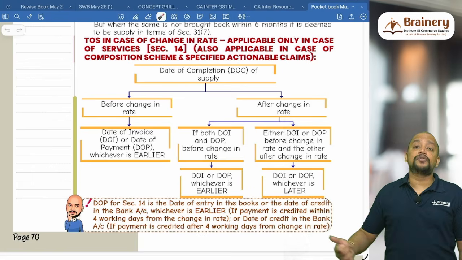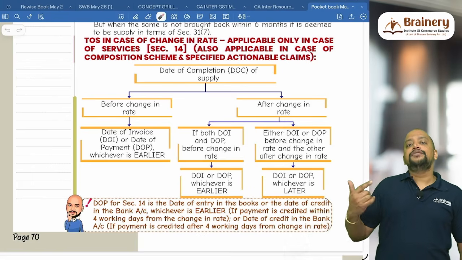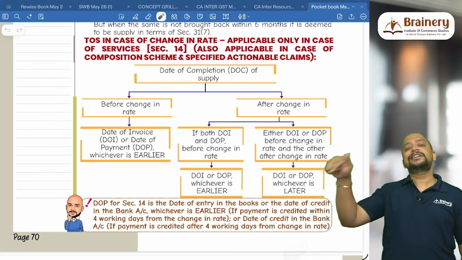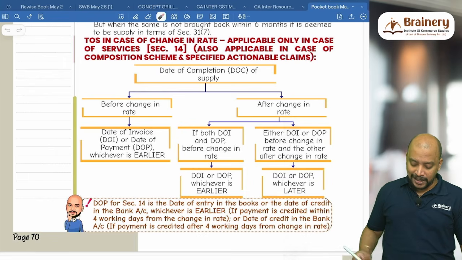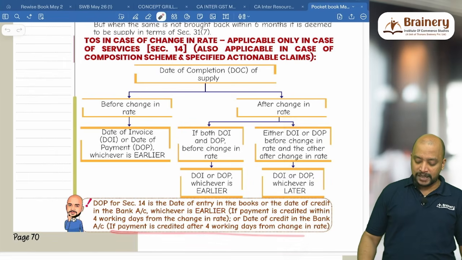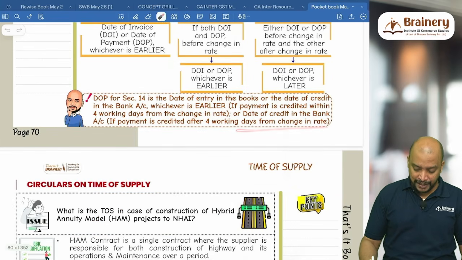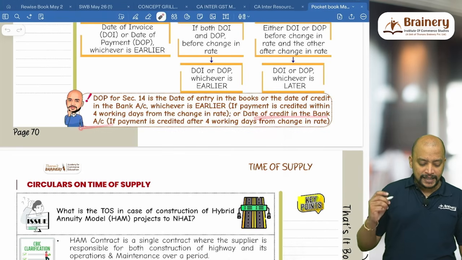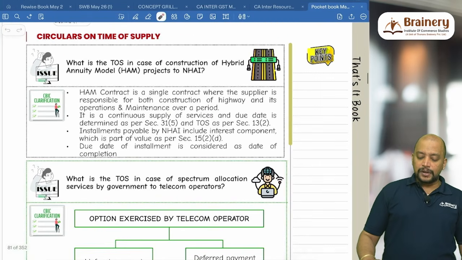If it is beyond 4 working days from the change in rate, we need to see the date of credit in the bank account only as the date of payment. That is, if the payment is credited after 4 working days from the change in rate, the date of credit in the bank account is the only relevant date. Then next we have circulars on time of supply.